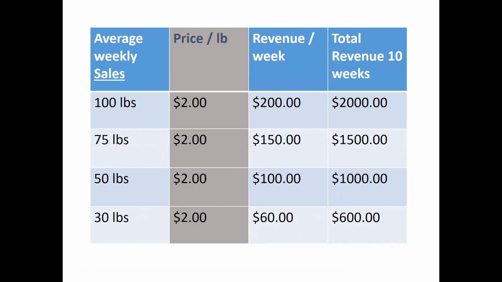Now we're still selling the same amount of tomatoes, but in this example, our price per pound has gone up to $2. Again, selling 100 pounds of tomatoes in a week turns $200, and over the 10-week period, you'd make $2,000. And going down to the bottom, the 30 pounds of tomatoes at $2, you're making $600 over the 10-week period. For the 30 pounds, this is $225 more than what you were selling them at $1.25.